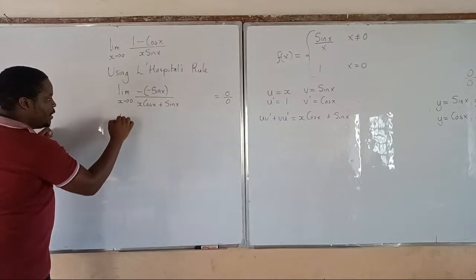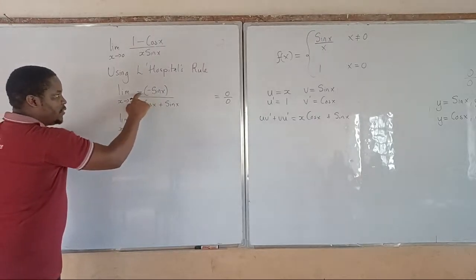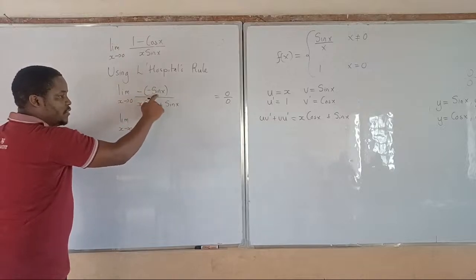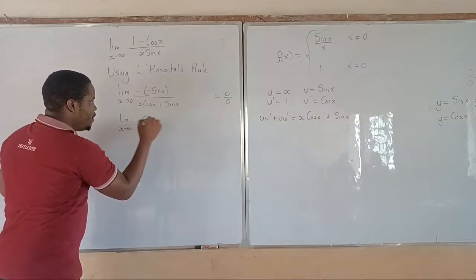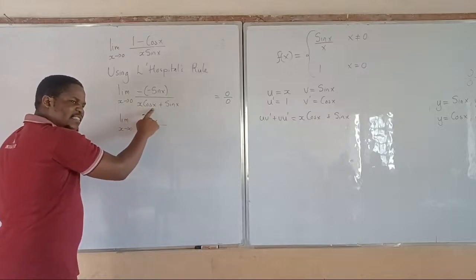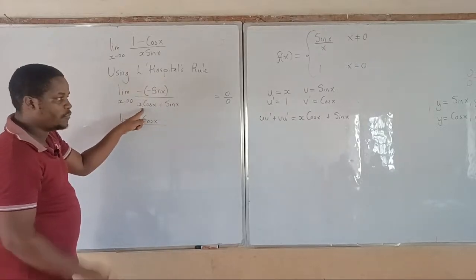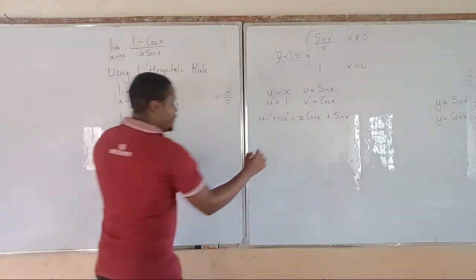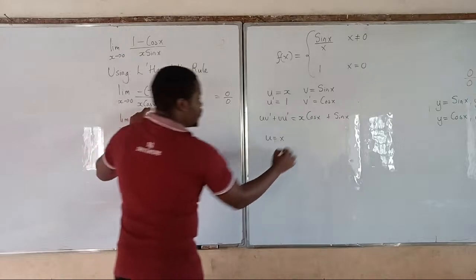So this is what we get. Limit as x approaches 0. Negative, negative, positive. What's the derivative of sine? We know that it's cos, right? Over, what's the derivative here? It's x cos x. The two functions are multiplying. So what do we use? Product rule. What's the first function? x. What's the second function? Cos.